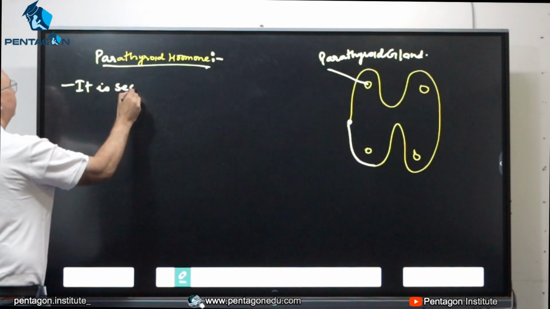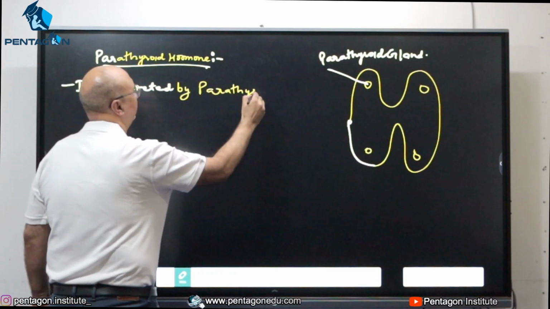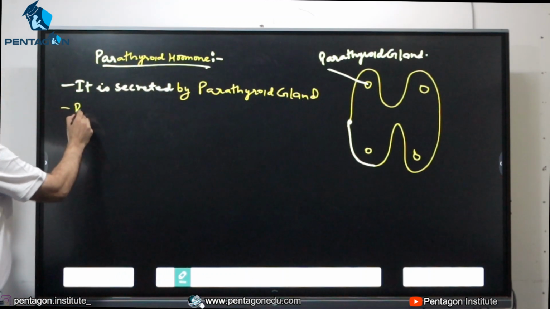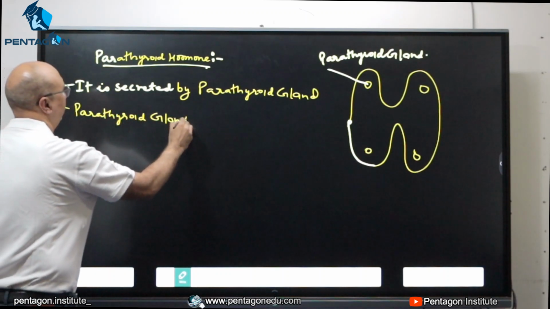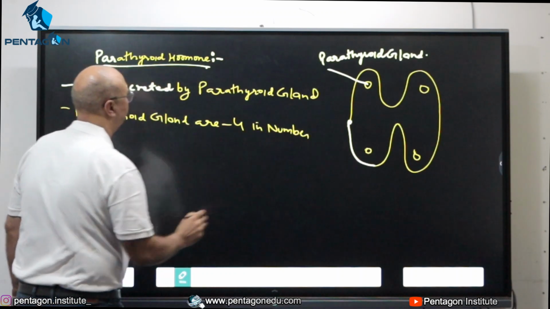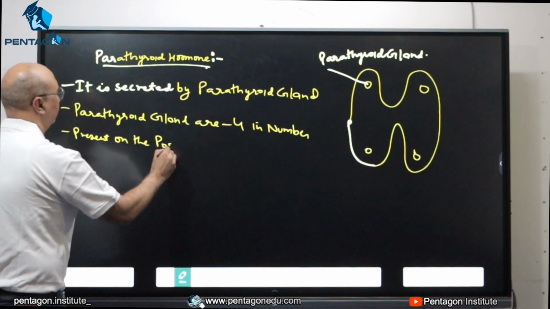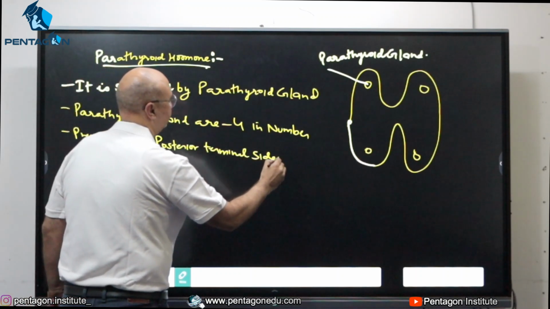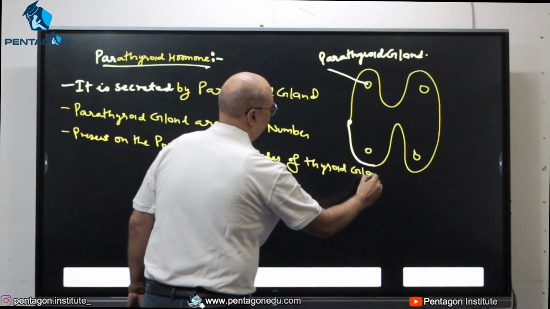It is secreted by the parathyroid glands. Parathyroid glands are 4 in number, present on the posterior terminal sides of the thyroid gland.